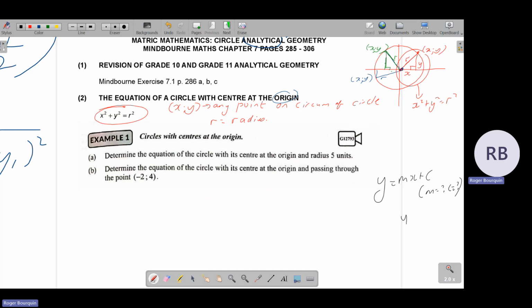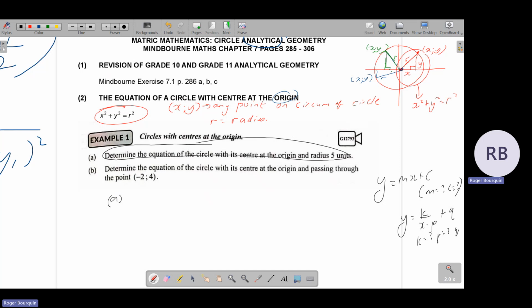If I gave you this, Y is equal to K over X minus P plus Q, what's your objective to find the equation? You've got to find K, P and Q. It's the same kind of thing, but now our general formula is going to be, if the center is at the origin, for this first question A: determine the equation of a circle with the center at the origin and radius equal to 5.